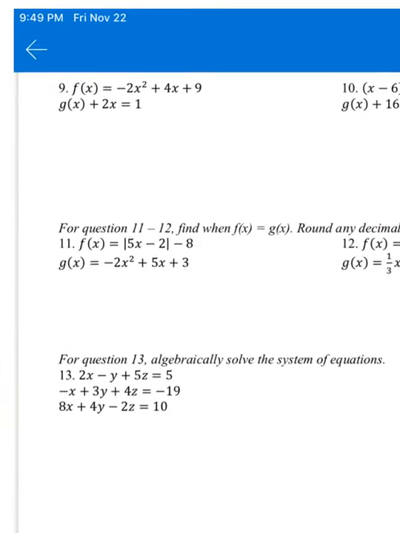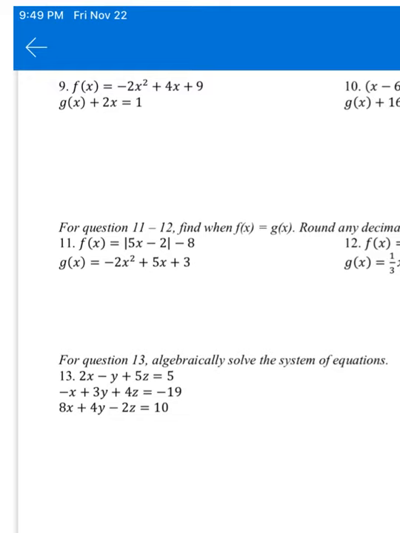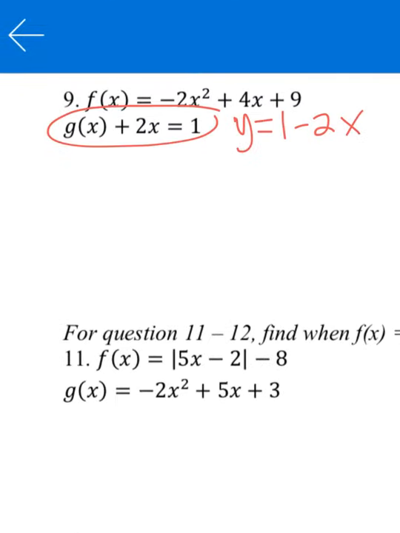Number 9 is another quadratic, but it's a little bit more difficult. The only reason why is because this here is not solved out for y. So if you want, you can write this as y equals 1 minus 2x. So then it would be 1 minus 2x equals negative 2x squared plus 4x plus 9. I'm going to bring everything to the left side. That way my x squared term becomes positive.